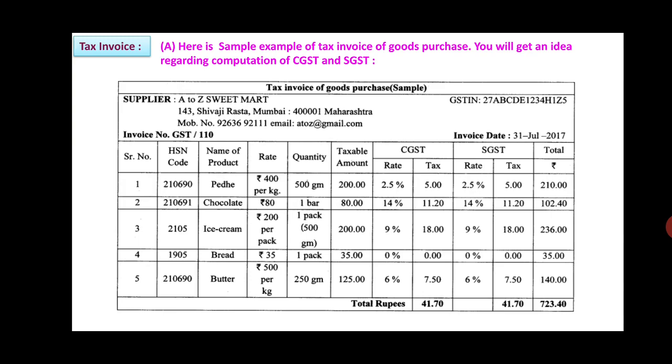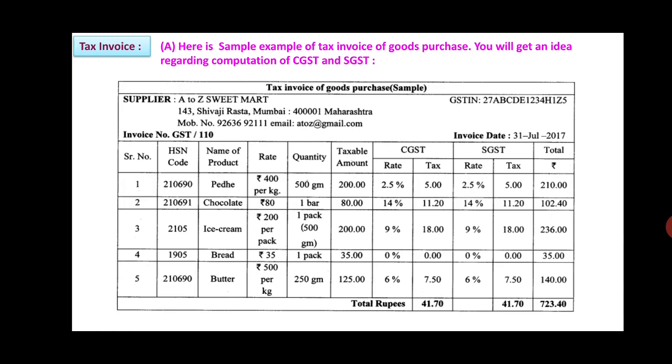First, the product name is Peda and the HSN code is 210690. The rate is rupees 400 per kg and the quantity is 500 gram, that is half kg. As 400 is per kg, the taxable amount will now be 200 because half kg is purchased. Therefore CGST will be 2.5%, which is rupees 5. 2.5% of 200 is 5 rupees, and SGST will be 2.5%, again 5 rupees. So the total amount will be the taxable amount 200 plus CGST 5 plus SGST 5, so total 210 rupees.